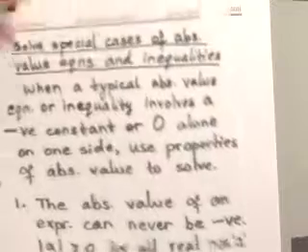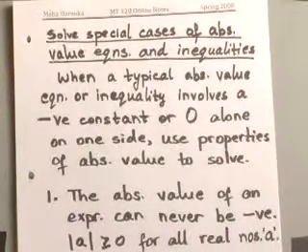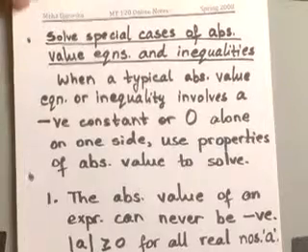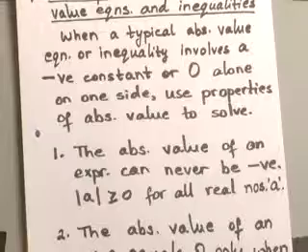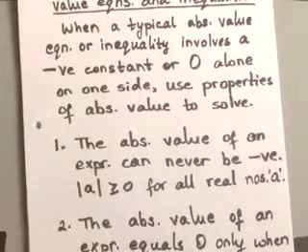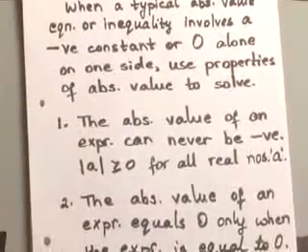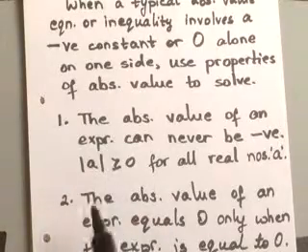Towards the end of this section, I want to talk about some of the special cases of absolute value equations and inequalities that you may come across. Now let's take a look at what these special cases might be. When you have a typical absolute value equation or an inequality that involves a negative constant or zero alone on one side, you have to consider these two properties.